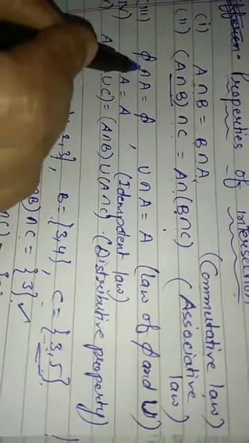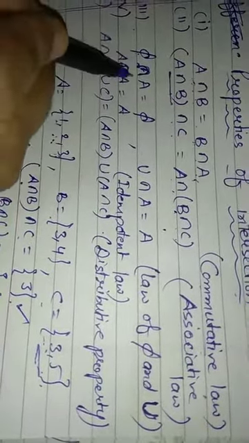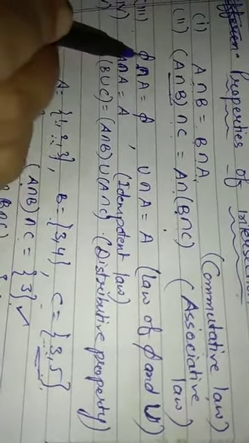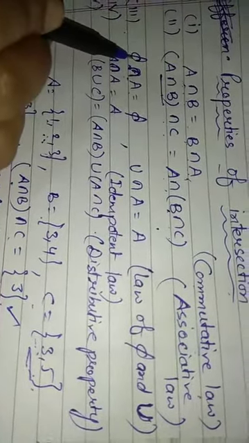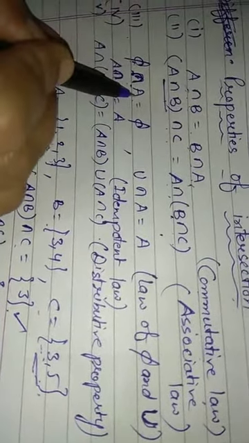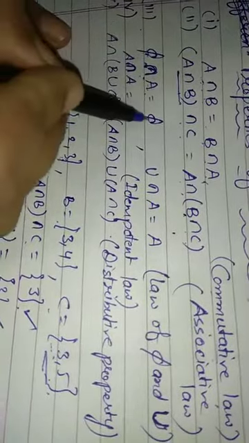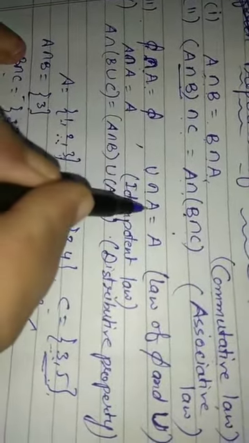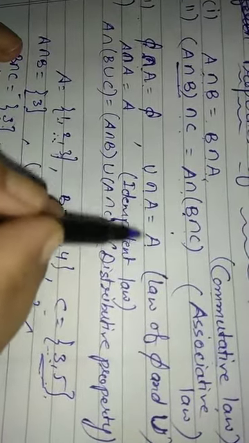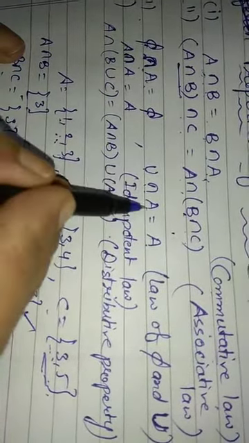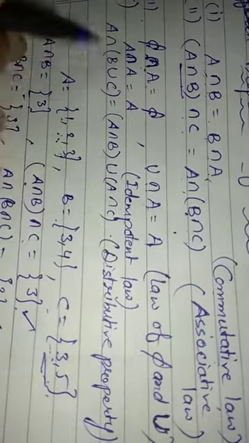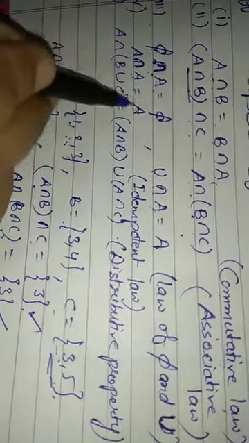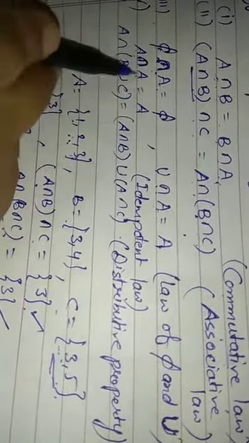Okay. Now come to the next, third property. Phi intersection A, that will be phi. If phi intersection A, if no element is in phi set and A set has 1, 2, 3 elements, then what is common in these? Nothing. So that is phi. Universal set intersection A set, then A. This is universal set intersection A set, that will be A. Now A intersection A is equal to A. This is called idempotent law.